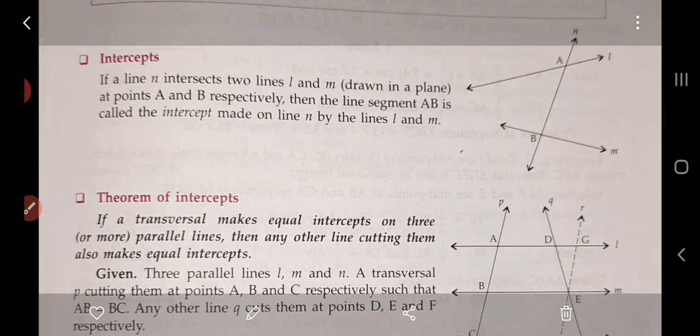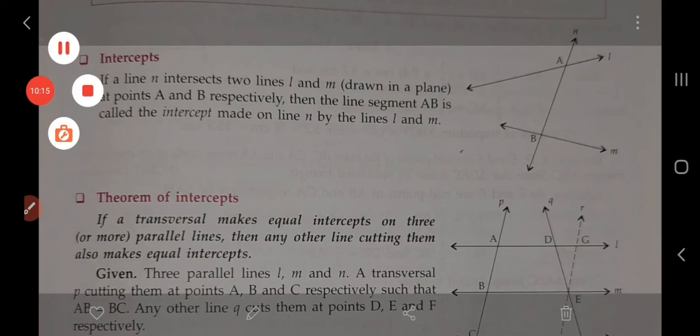If a transversal makes equal intercepts on three parallel lines, then any other line cutting them also makes equal intercepts. Okay, understand? Meaning what is given to you? Three parallel lines L, M and N, a transversal P cutting them at points A, B and C respectively, such that AB is equal to BC. Any line Q cuts them at points D, E and F respectively, so DE is equal to EF. Okay, understand? So this is your next theorem for intercept.